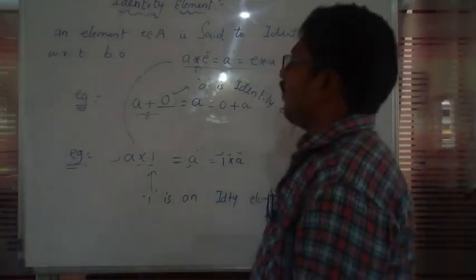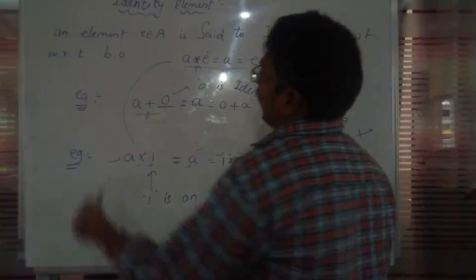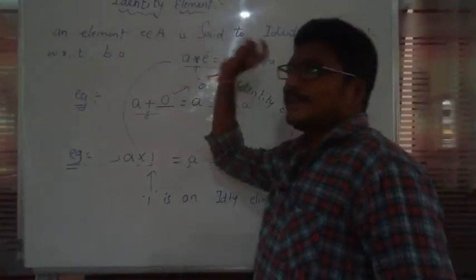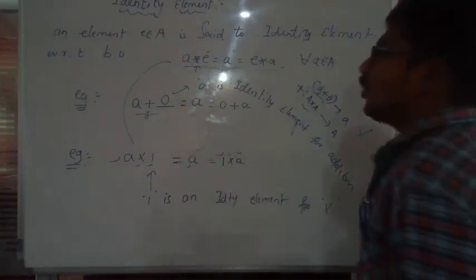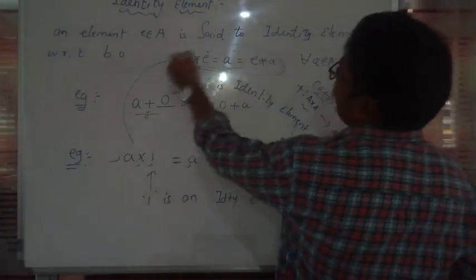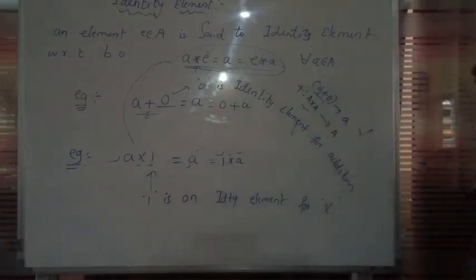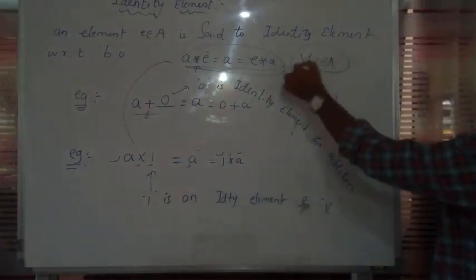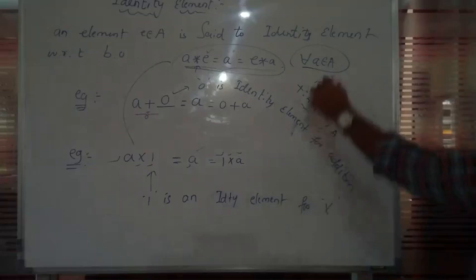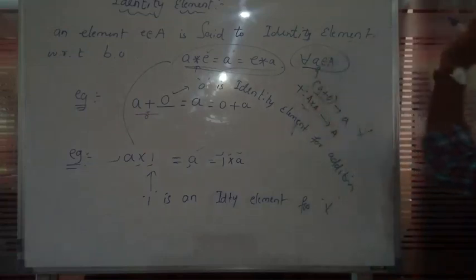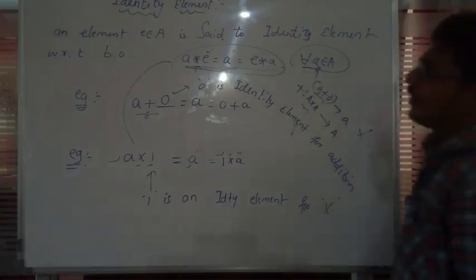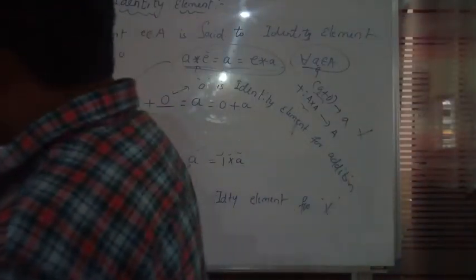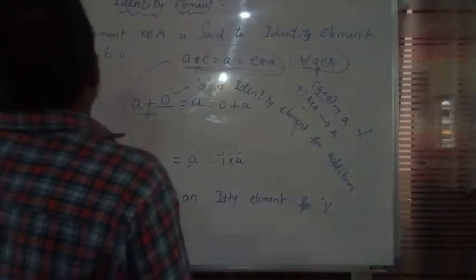Now we go to this one. I hope you are understanding this. The very simple definition is: an element e belongs to A is said to be the identity element with respect to binary operation. We should remember this one only: a star e is equal to a, e star a is equal to a, for all a belongs to A. Whatever numbers you take, you must take them from the set A. Okay, next one. Now go to the problems on identity element.